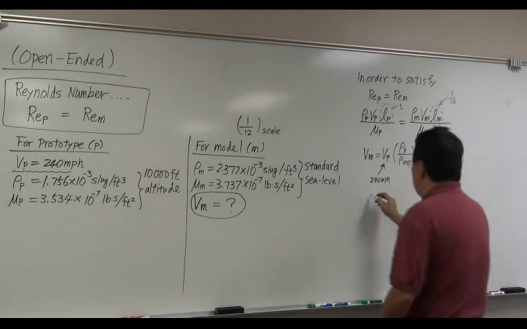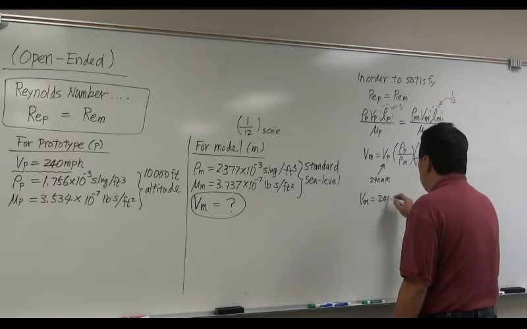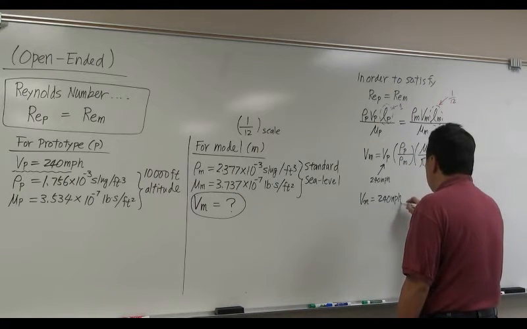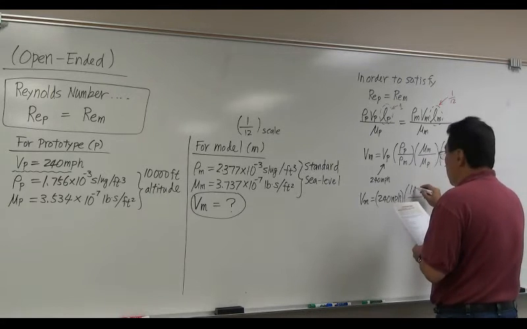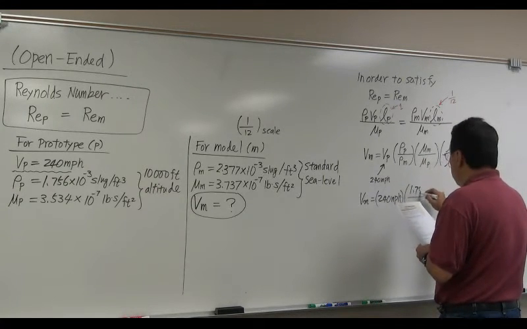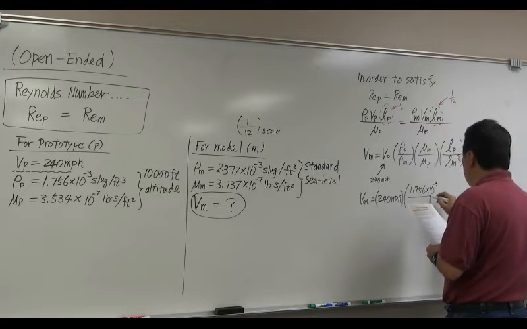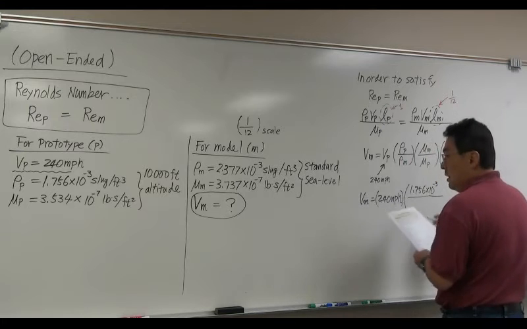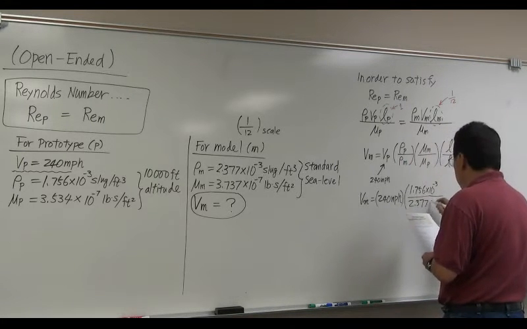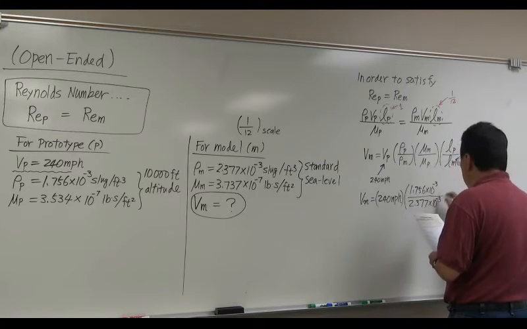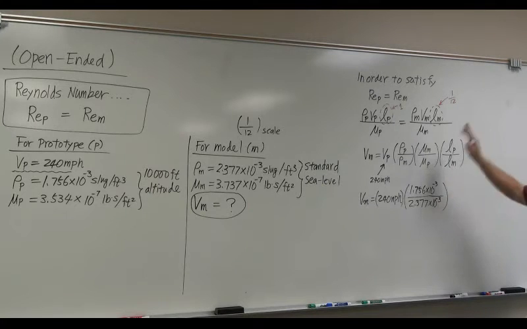So let's just plug in here. This is going to be 240 miles per hour times 1.756 times 10 to minus 3 divided by 2.377 times 10 to minus 3. Now units are slugs per cubic foot, but you're taking a ratio, so I'm not going to even write the units.